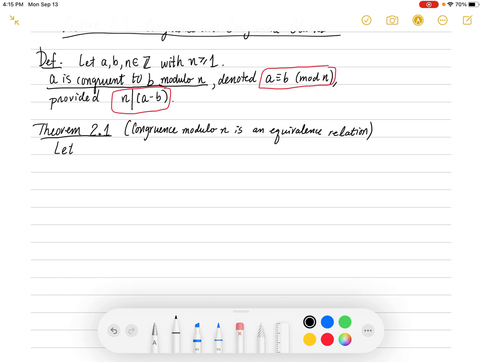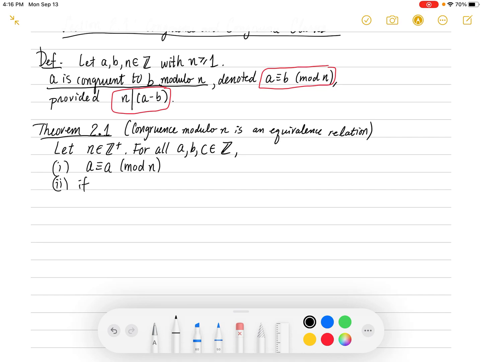So let's start off with some background information. Let n be a positive integer, so I'll say let n be an element of Z plus. For all integers a, b, and c, these are just integers, they don't have to be positive, we have three properties. Number one, a is congruent to a mod n. This is saying a relates to itself.